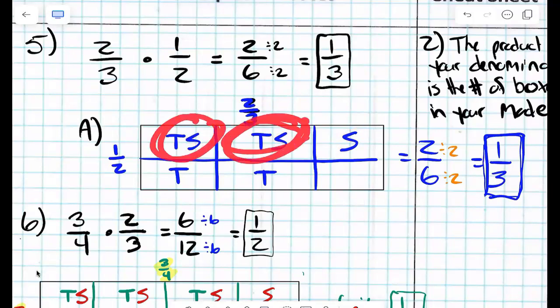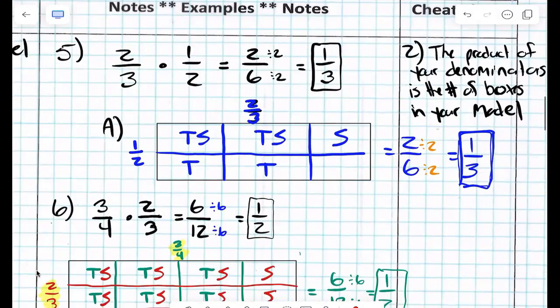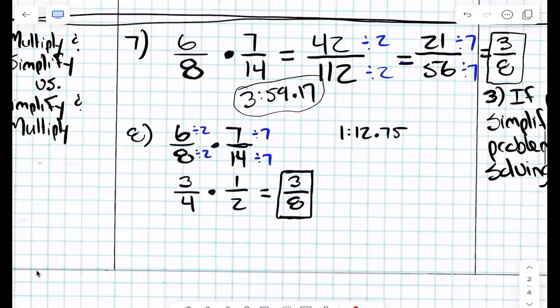How many of the boxes overlap? 2. Out of how many total boxes? 6. So we have 2/6, right? Can you reduce 2/6? Yes. To what? 1/3. That's the best I can do for you.